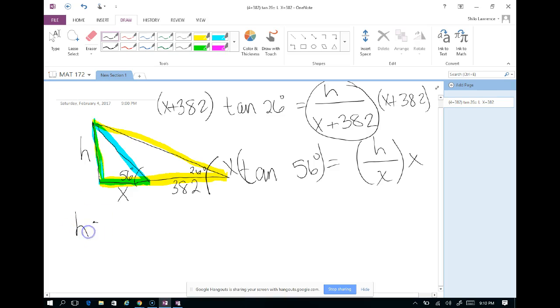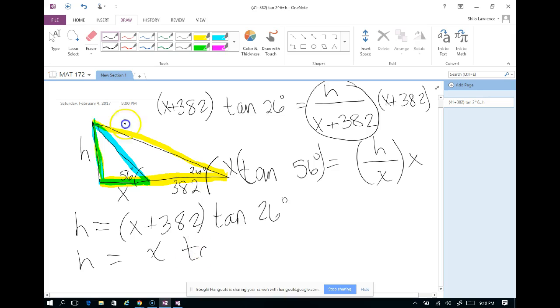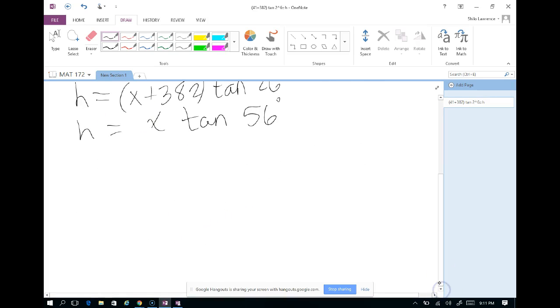Now, this same exact h is equal to both of those things. So h is x plus 382 times tan of 26. And h is also x times tan of 56. And those are the exact same two h's. So really what we can do is set the expressions with the x's equal to each other. So I can say x plus 382 times tan 26, and notice I have my x plus 382 in parentheses because it has two terms, and the tan 26 is going to have to be distributed to both of them. That's equal to x tan 56.